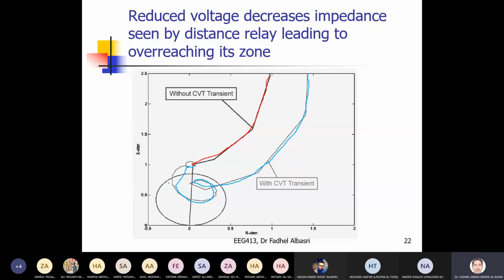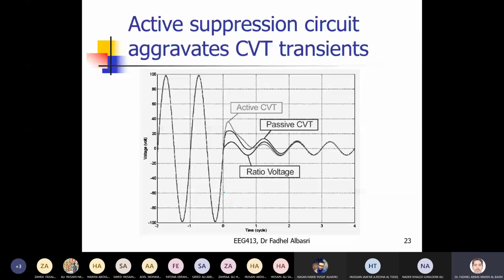Because it goes inside, the relay will think that the fault is inside the protected line and it will trip the circuit breaker. So CVT transients could lead to maloperations, and we have to take care of this, either in relay design, where the relay knows this is a CVT transient.